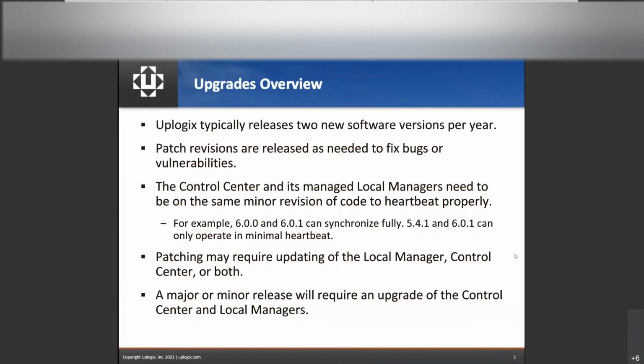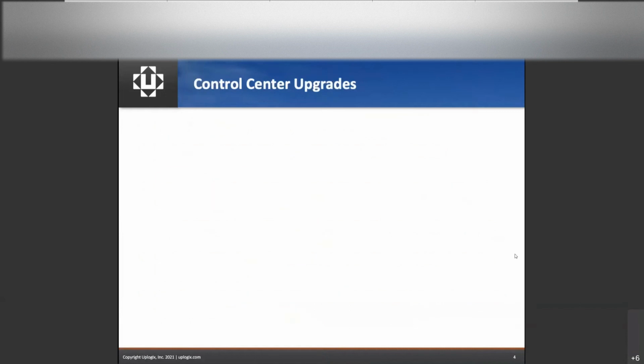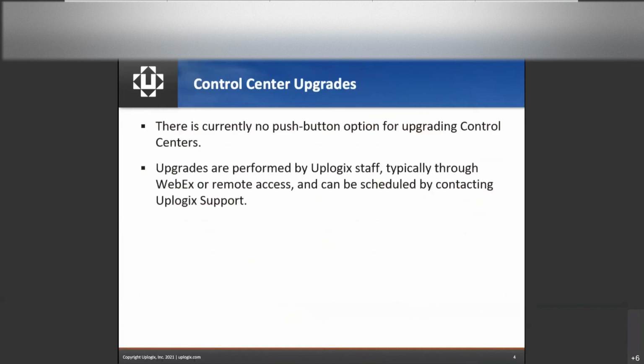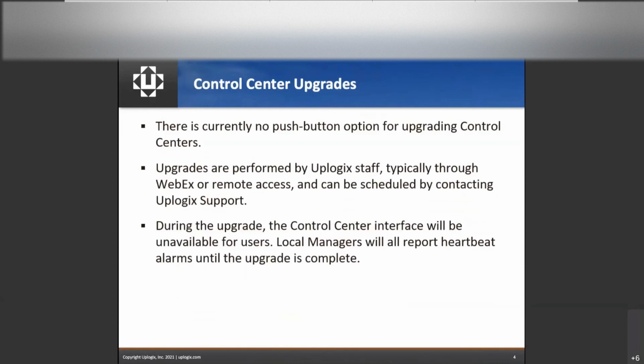So when you need to do an upgrade of the control centers, there's no click file, upgrade the control center process. So what we do is we have you schedule that with our support team. And they will usually remotely help you with that upgrade. If need be, we can send you the instructions or walk you through it. But we generally prefer to do it ourselves just to make sure everything goes smoothly. And the control center will be down for usually about 30 minutes while we're doing that upgrade.